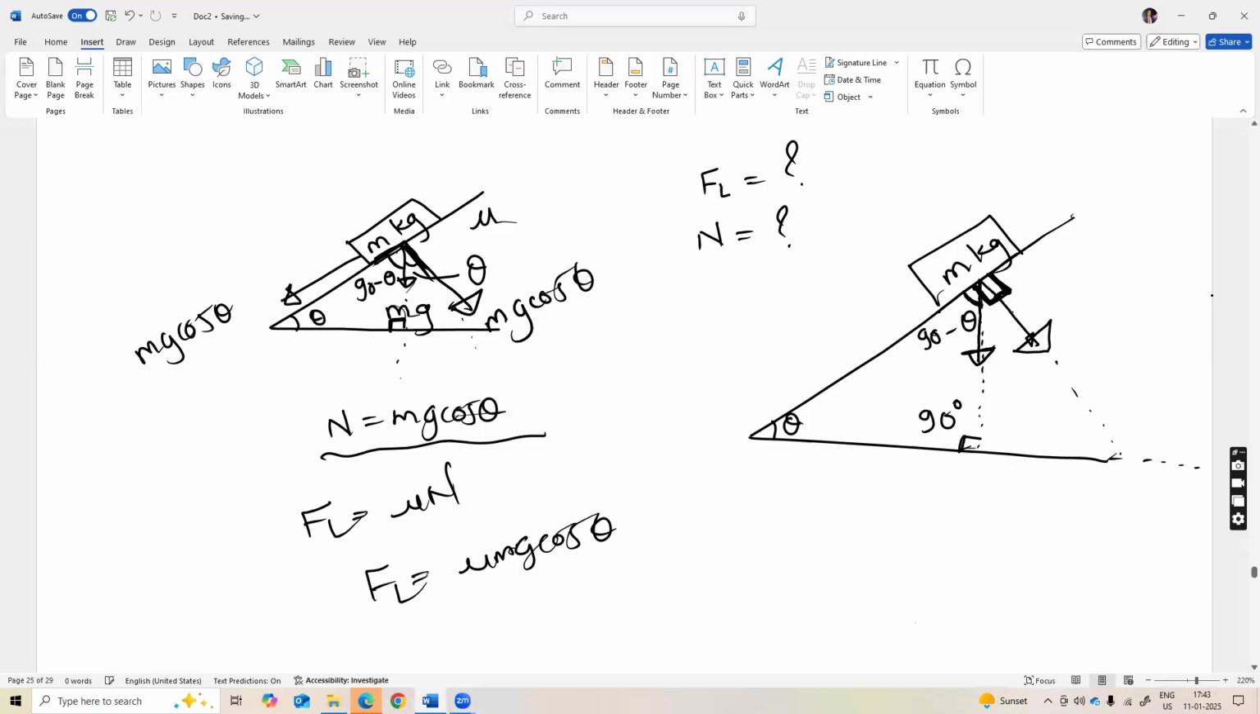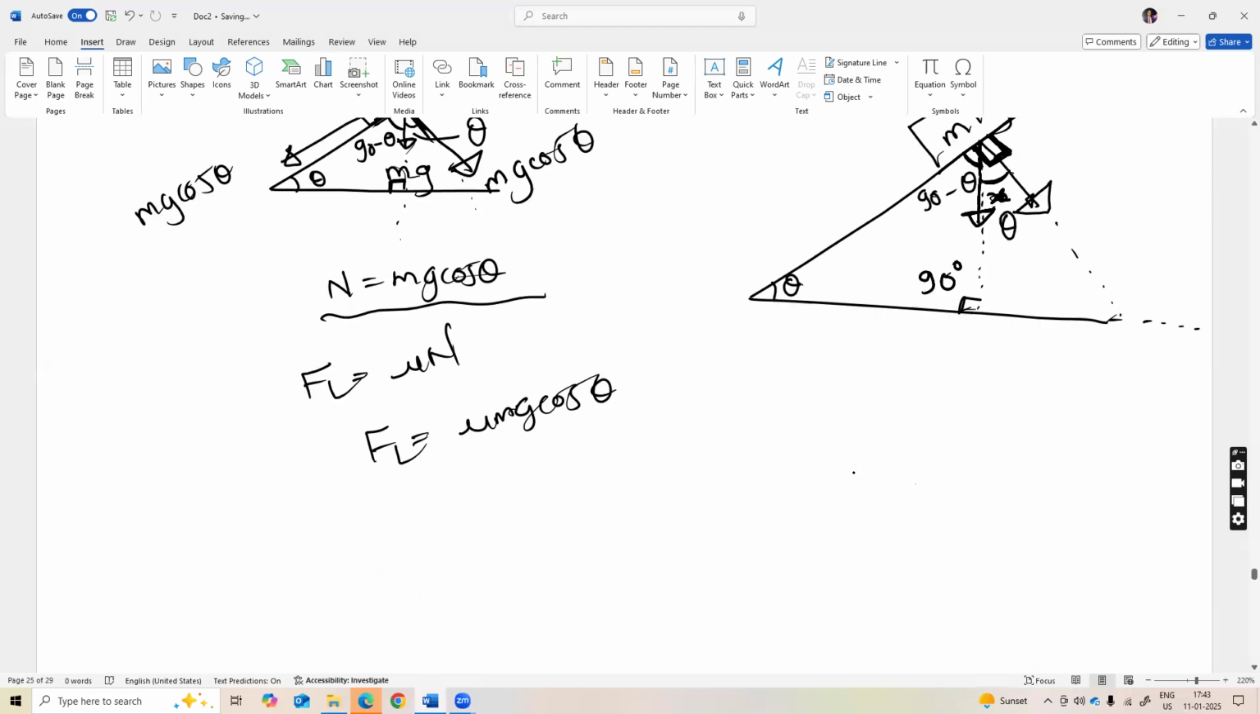So the total angle is 90. Let's say this angle is x. So 90 is basically x plus 90 minus theta. Till now it is clear. Yes, sir. So 90 will get cancelled, so x will be equal to theta. So this angle x is basically equal to theta. Okay, sir. So now you have force mg acting downwards.